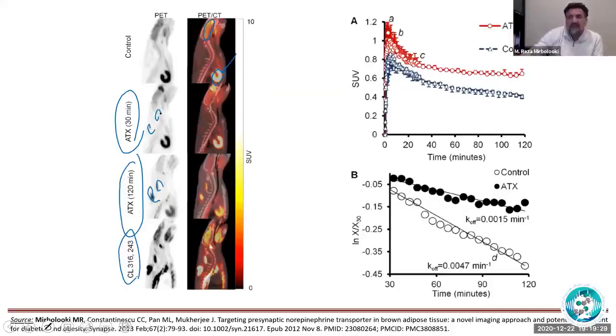But that was not the case for CL316, because that's a very high affinity compound for the beta-3 adrenal receptor. So for that reason, it could just suck the whole carbohydrates and fats into the brown adipose tissue. So when I saw this, I thought, oh, so this is like a static image.